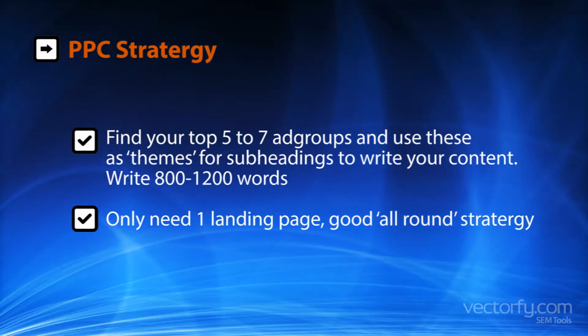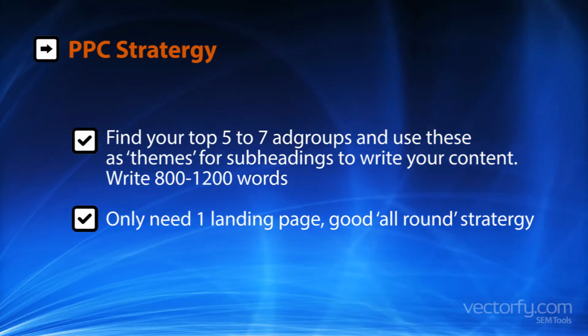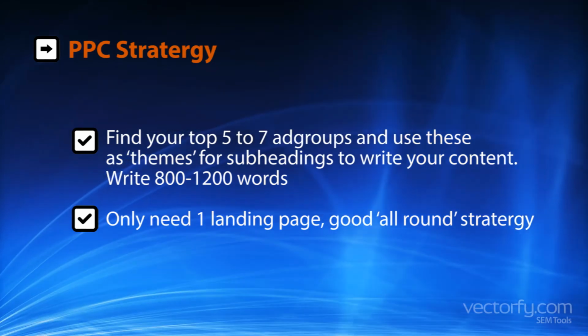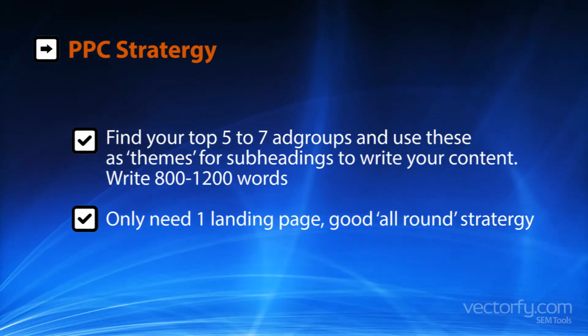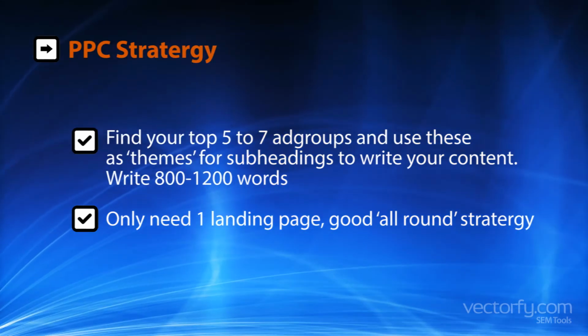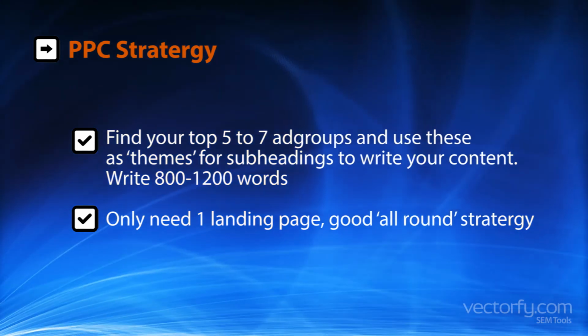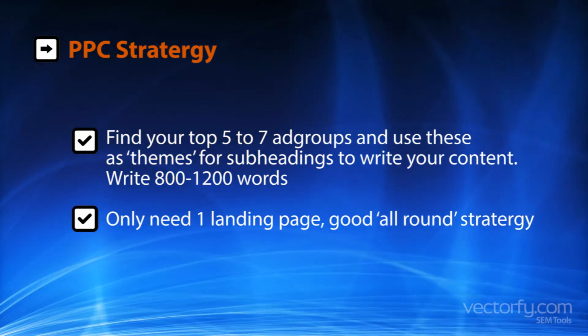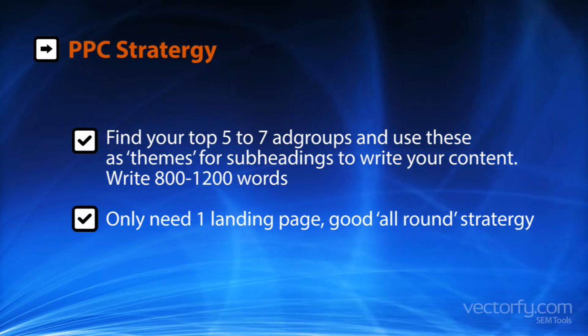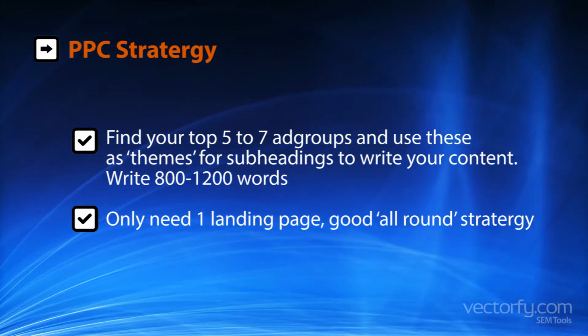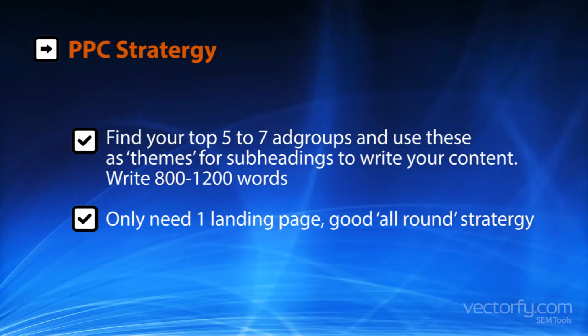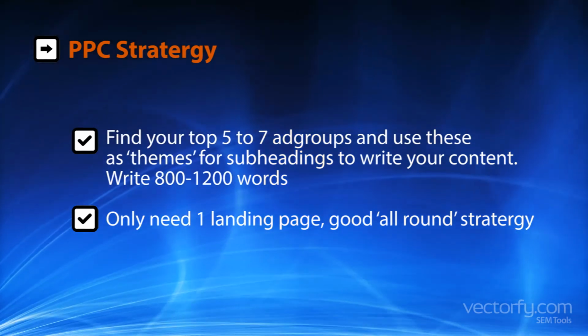2. Find the top 5 to 7 ad groups and use each ad group as a theme for each subheading in your content, and write 100 to 200 words about each ad group's theme for the paragraph. You will then have a pretty complete document that is relevant to your whole campaign. This is the best strategy if you only want to use one landing page for that campaign.